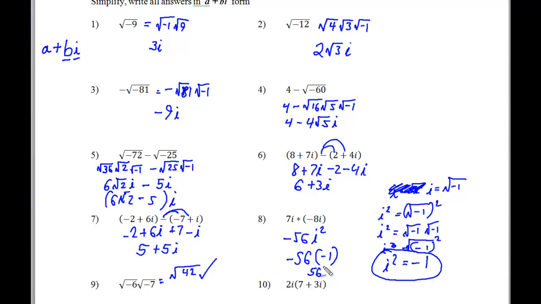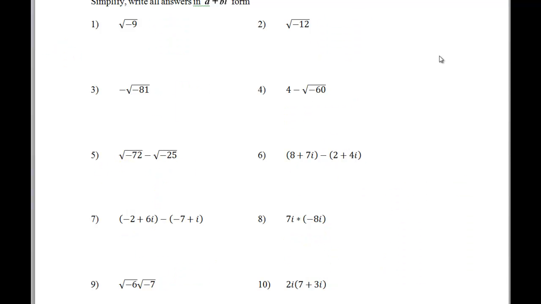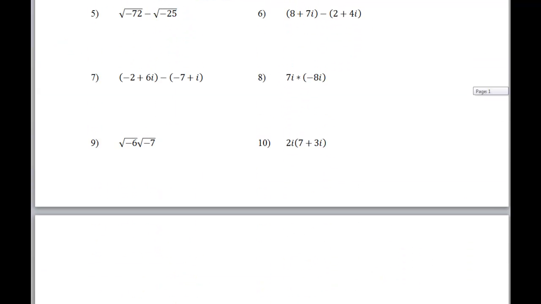Now for problem 10, I will kind of move this down, which will erase my information here, just so we have a little more room to deal with problem 10. All right, so let's go distribute that, distribute that. So this is going to be 14i plus 6i squared. Now the 14i stays exactly the same, but as we learned before, i squared is equal to -1. So this is going to be plus 6 times i squared. So that makes 14i minus 6.